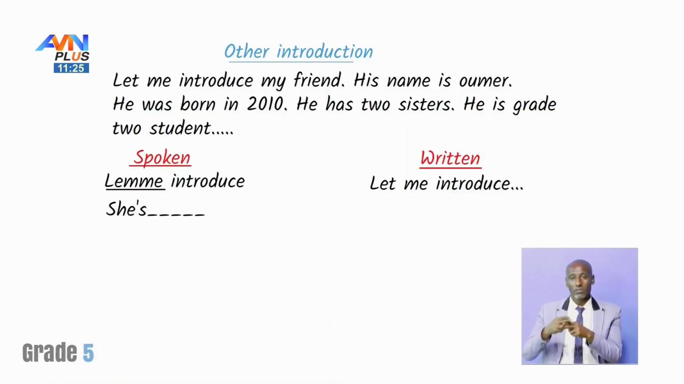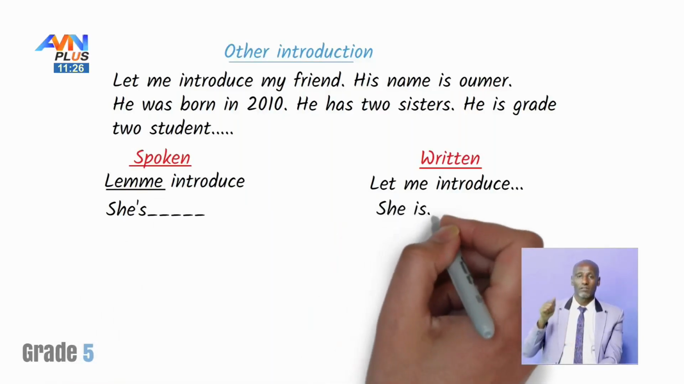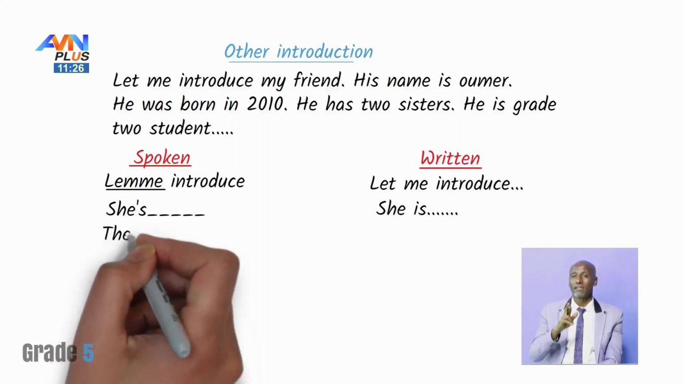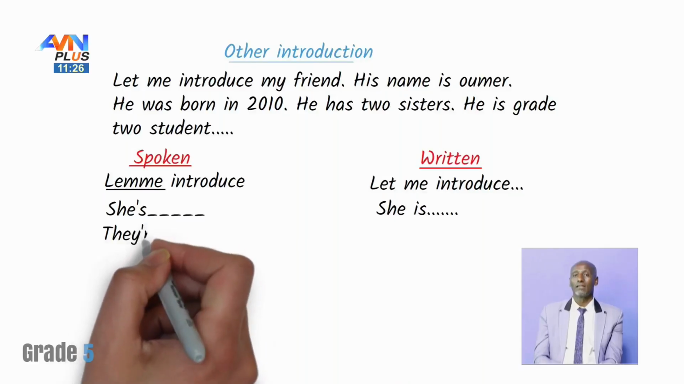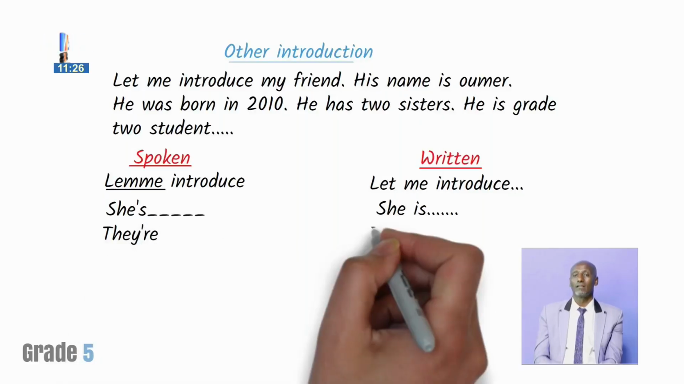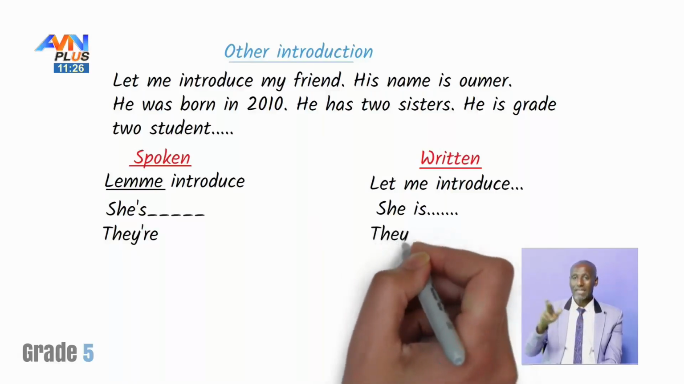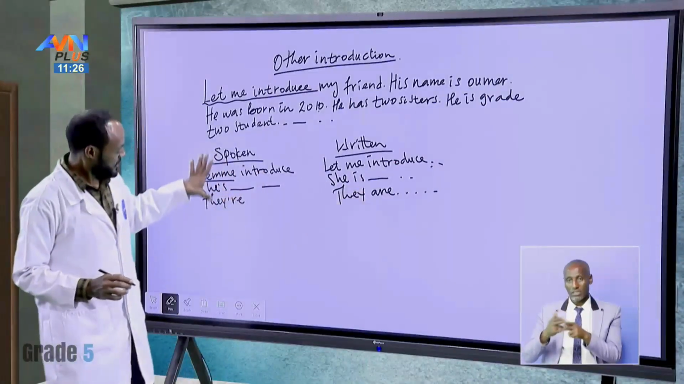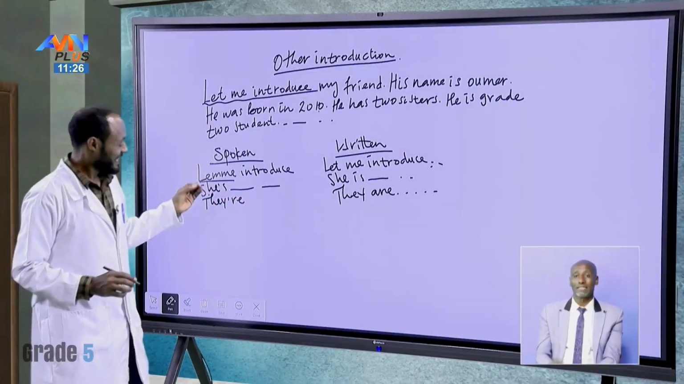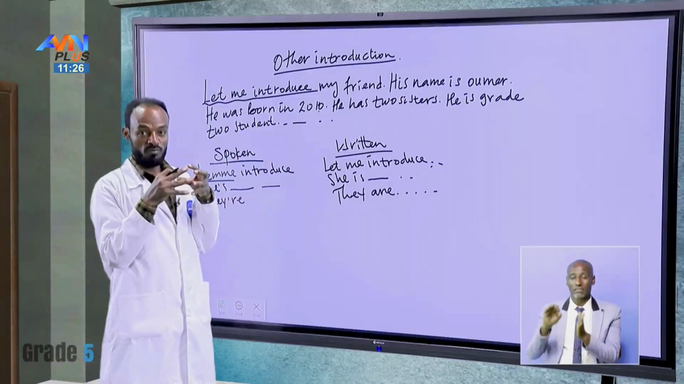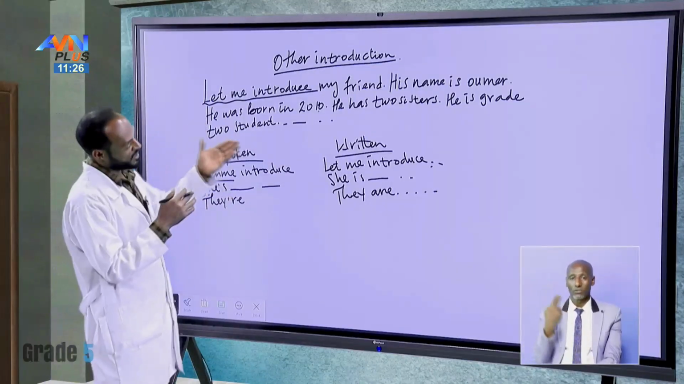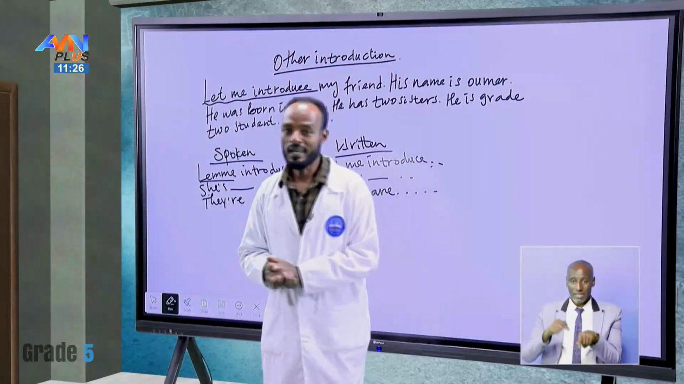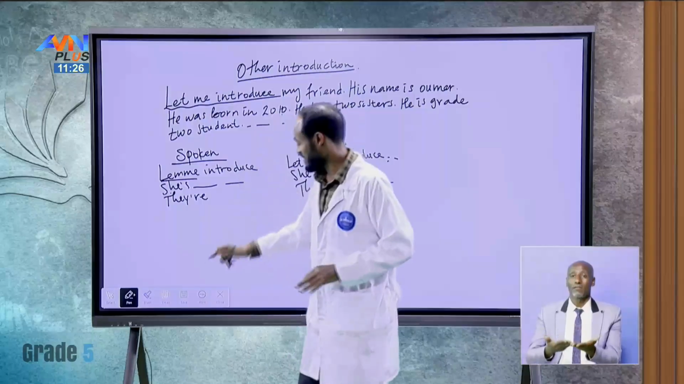We can say "she's" here. But here, we have to say what? "She is." Okay? Here we have to say "they are." And here we say "they're." This one is in long ways, but this one is in short ways. This means that it is written in what? In contracted form. Okay? So we can use such kinds of expressions if you're just talking about your sister, your brothers, and so forth.